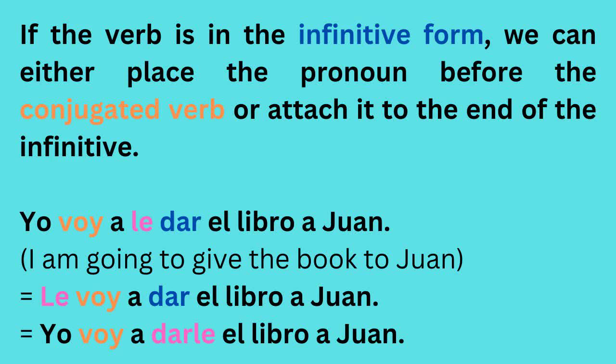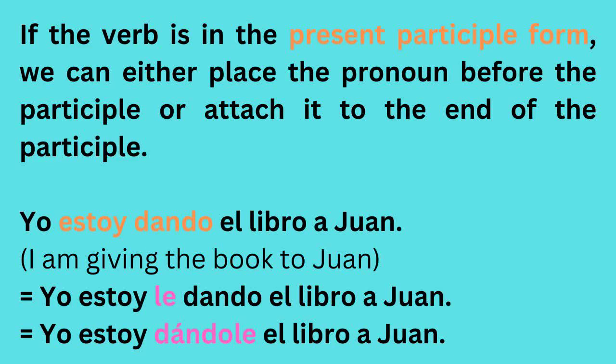I am going to give the book to Juan, we could say, Le voy a dar el libro a Juan, or Yo voy a darle el libro a Juan, both of which are correct. If the verb is in the present participle form, we can either place the pronoun before the participle or attach it to the end of the participle.